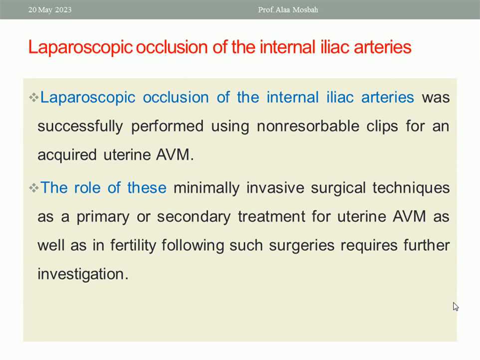As I mentioned before, does this minimally invasive surgery, like laparoscopic uterine artery ligation, bipolar coagulation, or laparoscopic occlusion of the internal iliac arteries, have an effect on the fertility of the woman or not? This is a question that could be answered in the future. Okay?